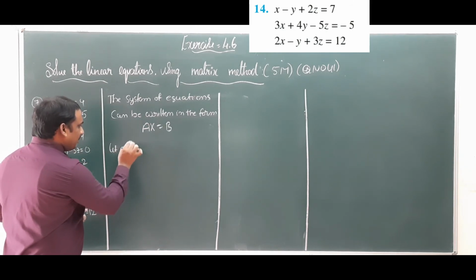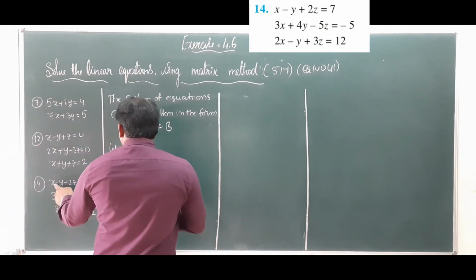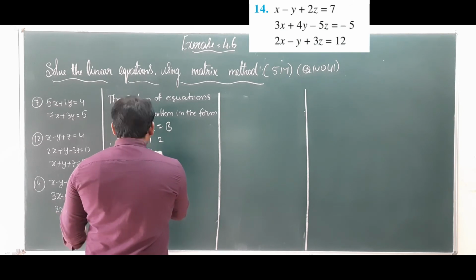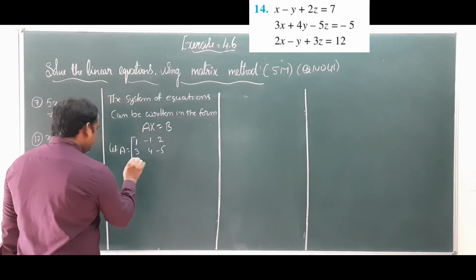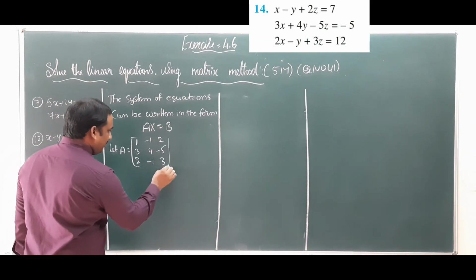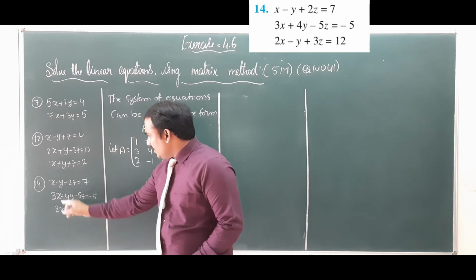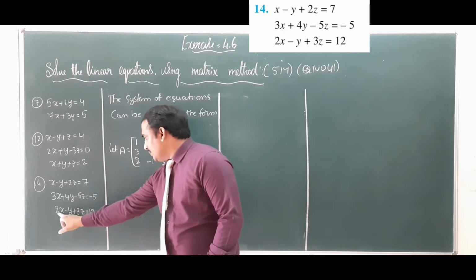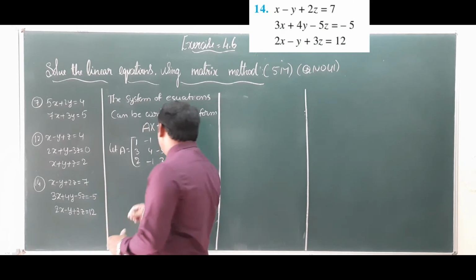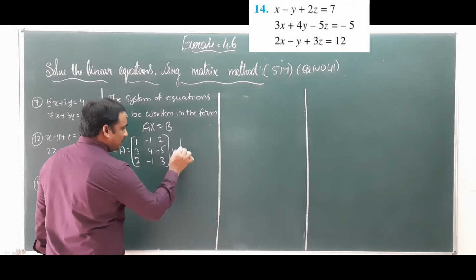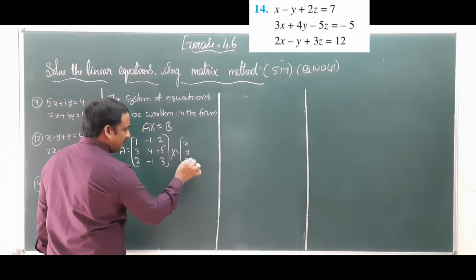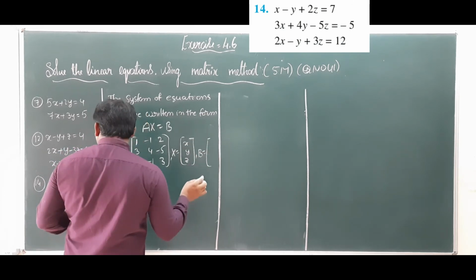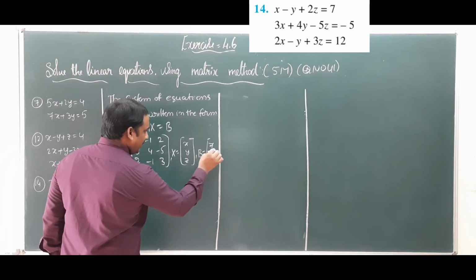Let capital A equal to, what is the A matrix here? 1 minus 1 2. Next 3 4 minus 5. Next 2 minus 1 3. This is the A matrix. Here 1 minus 1 2. Next 3 4 minus 5. 2 minus 1 3. A matrix. Next capital X equal to here x y z. Capital B equal to here 7 minus 5 12.